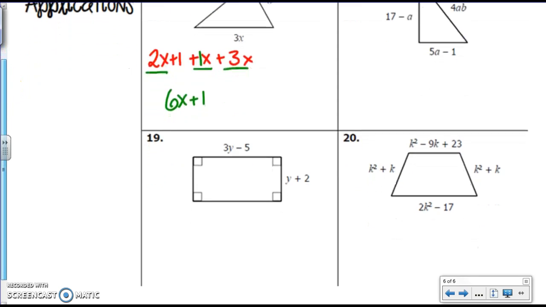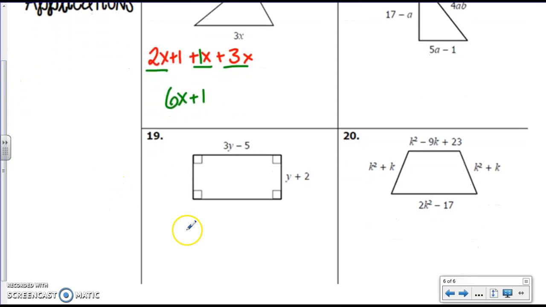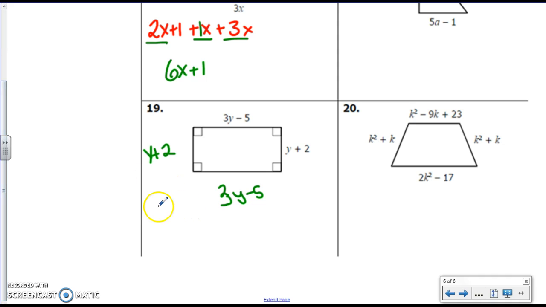Remember that if you're looking at a problem like number 19, a rectangle has opposite sides that are the same. It's a 3y minus 5. Okay, so if I add all 4 of those sides together, I'm going to have 3y minus 5 plus y plus 2 plus 3y minus 5 plus y plus 2.